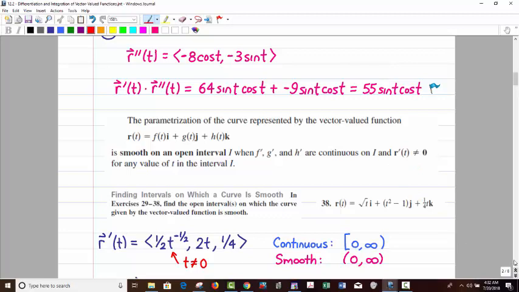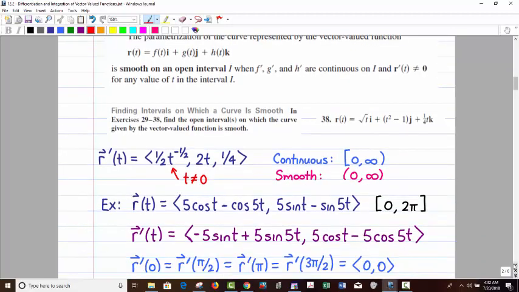So let's take a look at this real quick. This is number 38 right here, so we'll take the derivative of this and have a look at it. The square root of t is t to the 1/2, so the derivative will be 1/2 t to the negative 1/2.